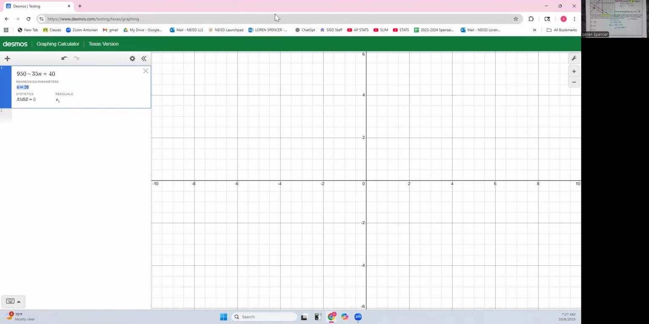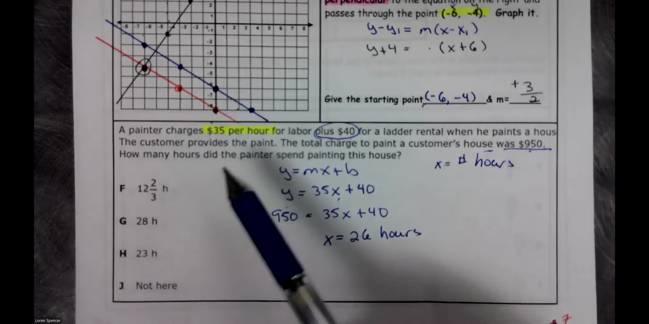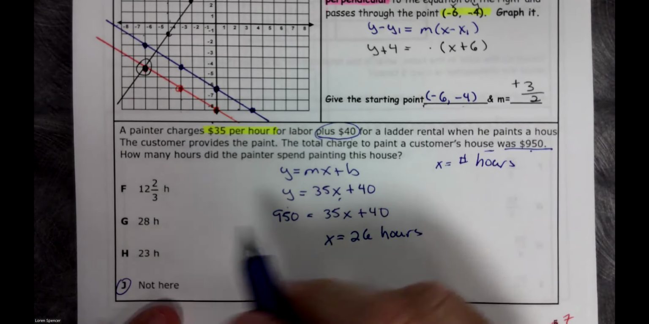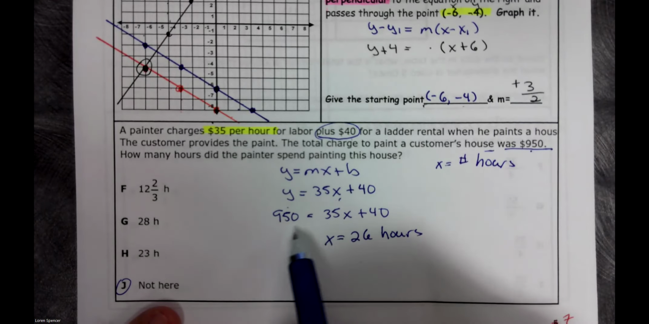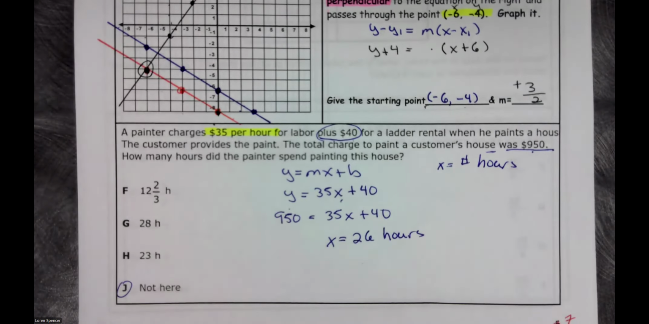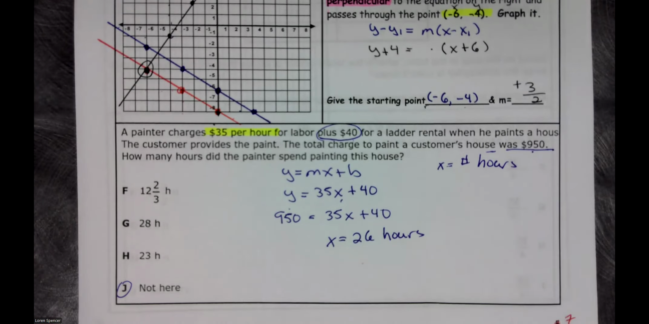So I'm going to stop my share and go back. x is 26 hours. Well, guess what? It's not here, so my answer is J. Alternatively, I could have plugged in all the answer choices and seen which one gave me, if any of them, 950. So let's try that out real quickly because we have 12 and 2/3, 28, and 23H. So give me just a moment. I'm going to switch back over and put in our original work.